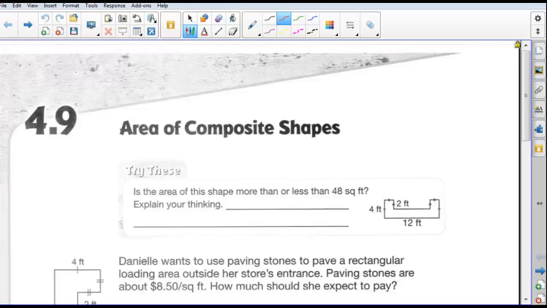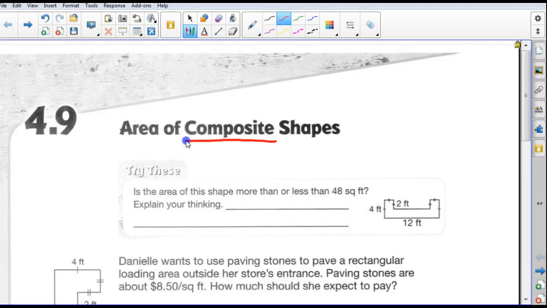Okay, this is 4.9, calculating the area of composite shapes. We need to know what the word composite means. It just means different figures, different shapes that are put together, okay?